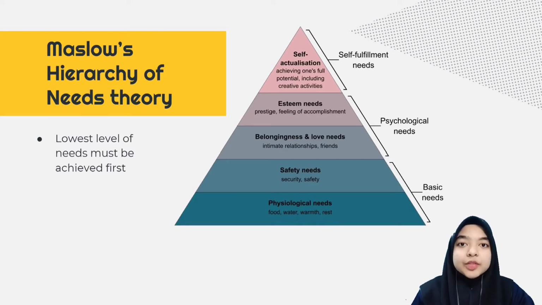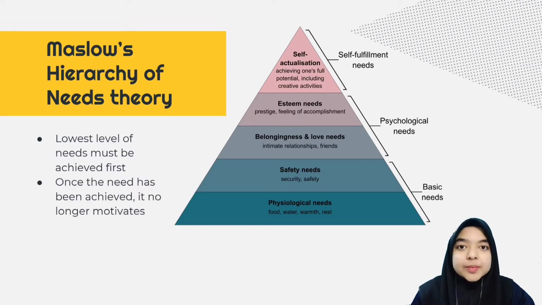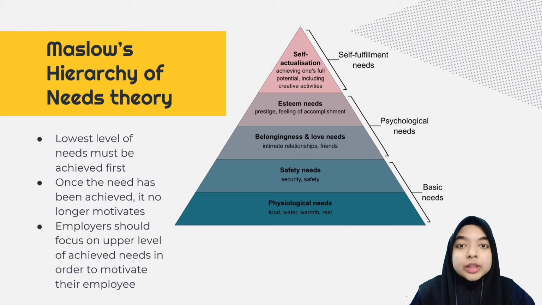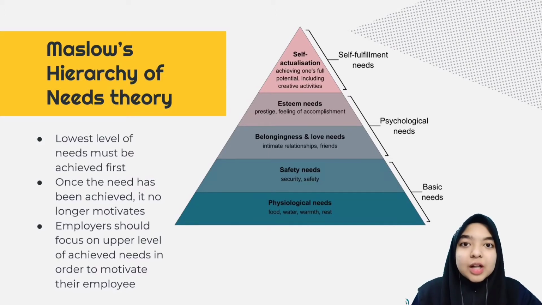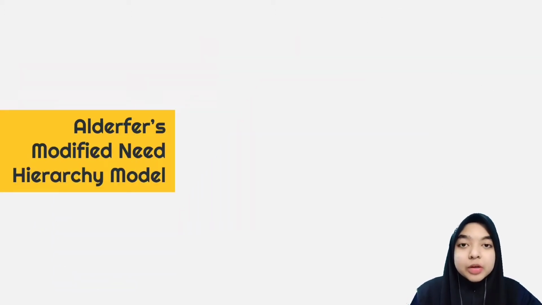The lowest level of this triangle of needs, especially the basic needs, needs to be achieved first. Once a need has been achieved, it no longer motivates the employee. Employers then should focus on the upper levels above the achieved needs to motivate their employees. However, Alderfer's modified need hierarchy model is improved based on Maslow's hierarchy of needs theory.